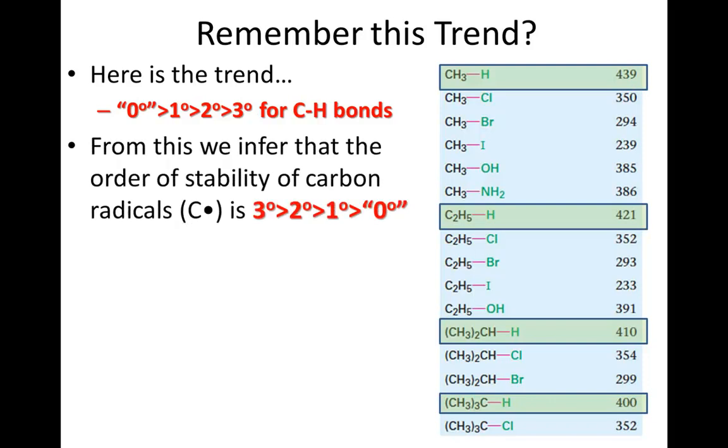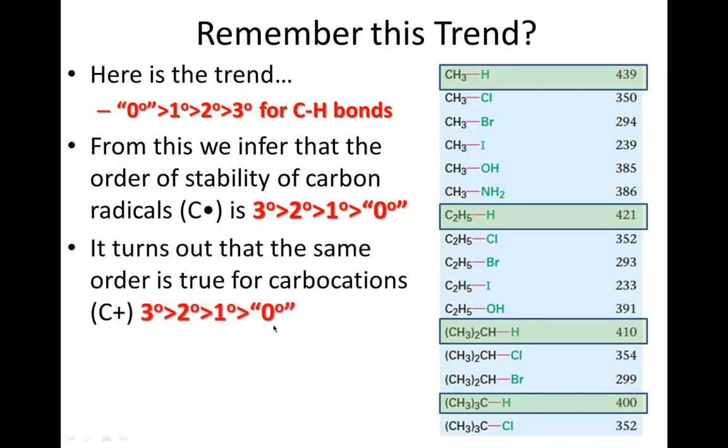And so since we were talking about this particular table, the data is for carbon radicals. And so we have the inference here that this is the order of stability of the carbon radicals, that a tertiary carbon radical is more stable than a secondary, and so forth. Well, the idea of hyperconjugation can be applied to this, and the same order is true also for carbocations. They both have the same order of stability. Even though this data was for radicals, it still works also that the carbocation order is the same.